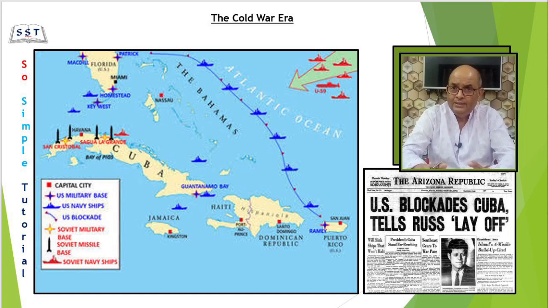The world held its breath for nearly 2 weeks in October 1962. But to the world's great relief, both sides acted sensibly and decided to avoid war. Soviet ships turned around before reaching the blockade, thanks to the timely and positive negotiation between Kennedy and Khrushchev.